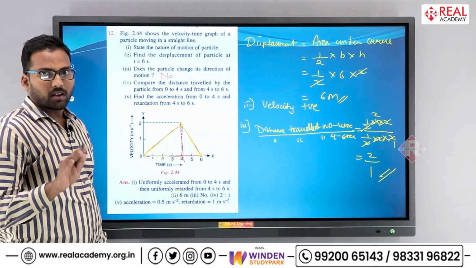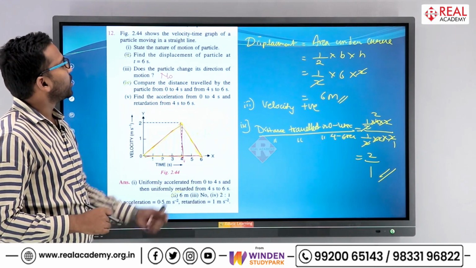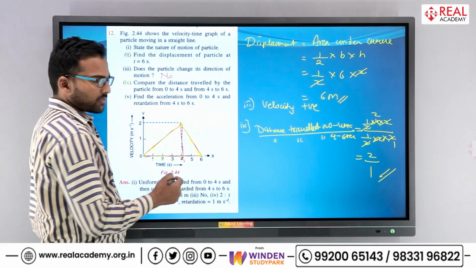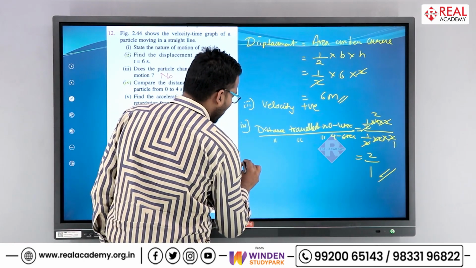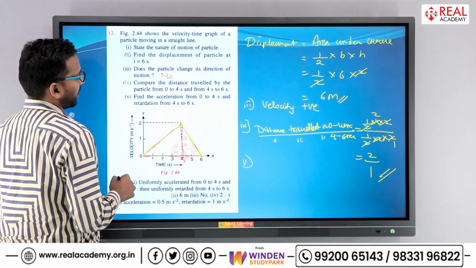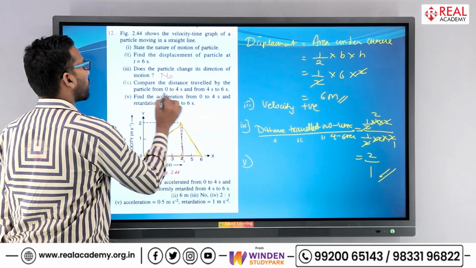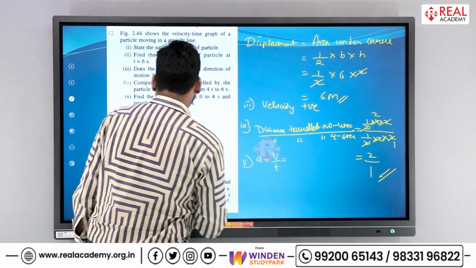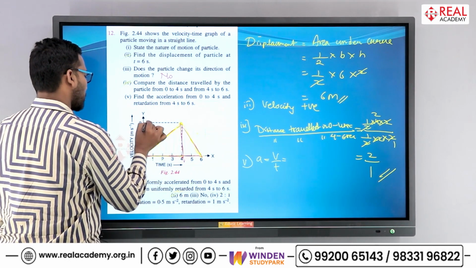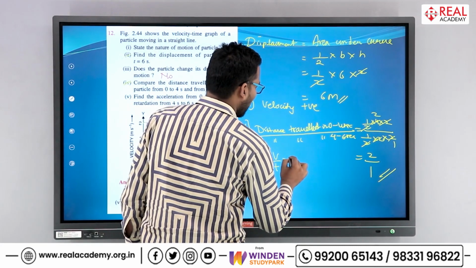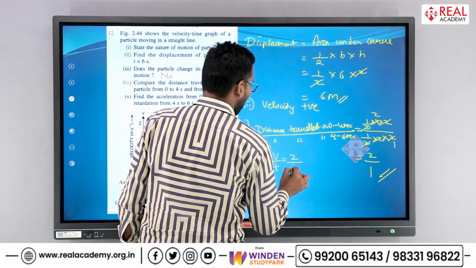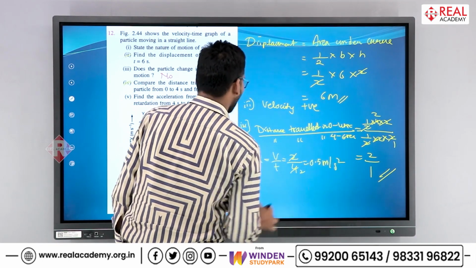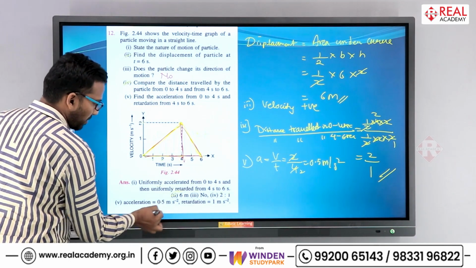The last one: find the acceleration from 0 to 4 seconds and the retardation from 4 to 6 seconds. So what is the formula for acceleration? Acceleration is velocity upon time. For 0 to 4 seconds, the velocity is 2 meter per second and the time is 4, that is 0.5 meter per second square. The answer is 0.5 meter per second square.